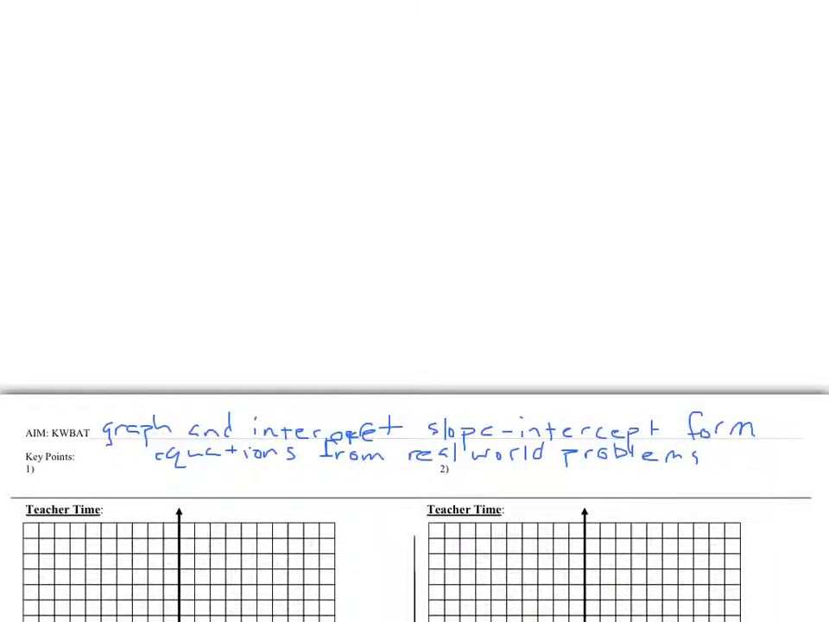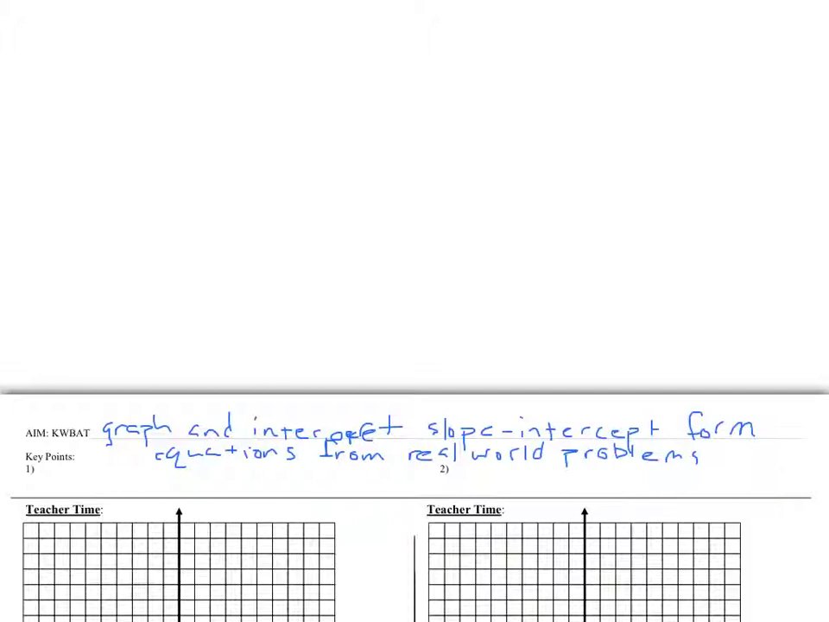Today we're going to be able to graph and interpret slope-intercept form equations from real-world problems. And remember when I talked about your test, how I said that one of your test problems was going to be a word problem. Your job will be to write an equation, graph the equation, and give me a t-chart for that equation.